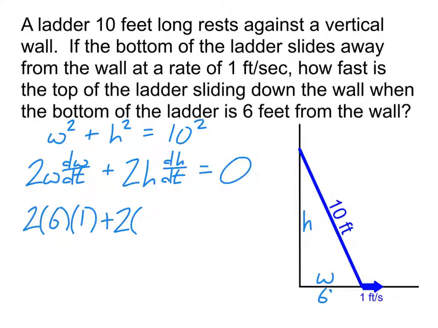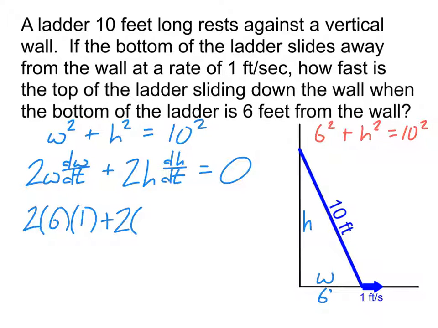Not yet, no. But can we find out? Yes. Because I can actually use my original Pythagorean theorem up here, and I can use that to figure out what h is. Because I know w. W is 6, so I'm going to do 6 squared plus h squared equals 10 squared.